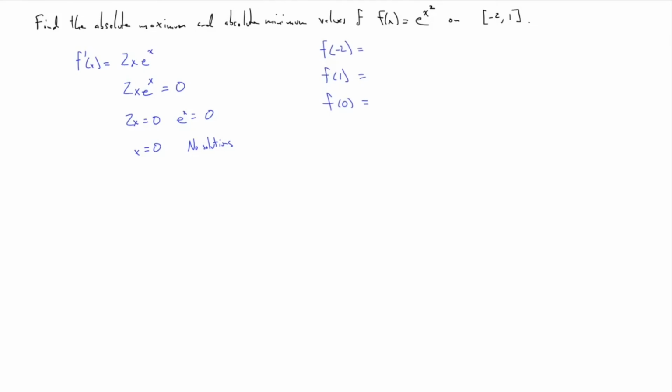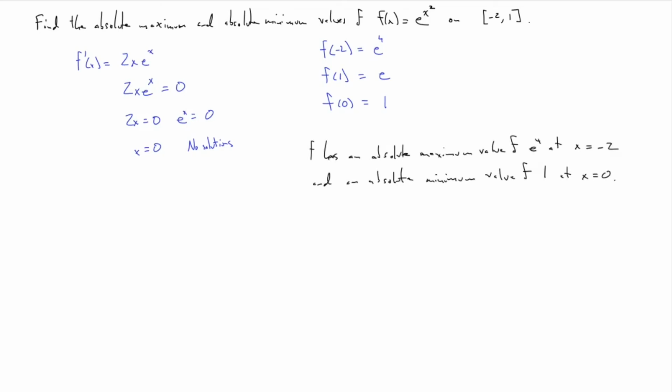To complete the problem, all we have to do is evaluate the function at the 2 endpoints and the 1 critical point, and it's very easy to see that f of -2 is e to the 4th, f of 1 is e to the 1st, or e, and f of 0 is e to the 0, which is 1. If you recall that e is some number between 2 and 3, then it's very easy to see that 1 is the smallest of those numbers, and e to the 4th is the largest of those numbers.